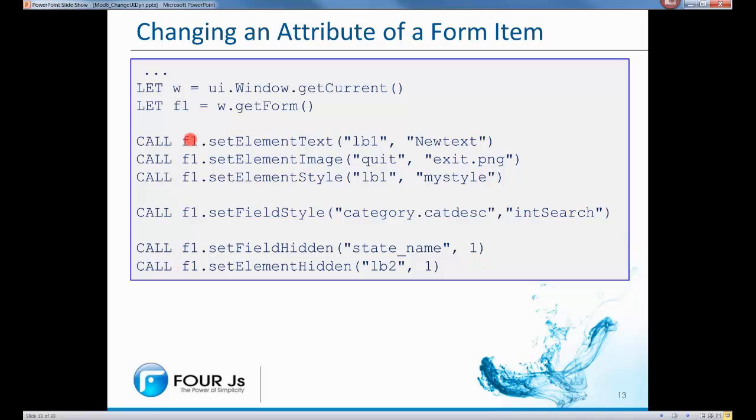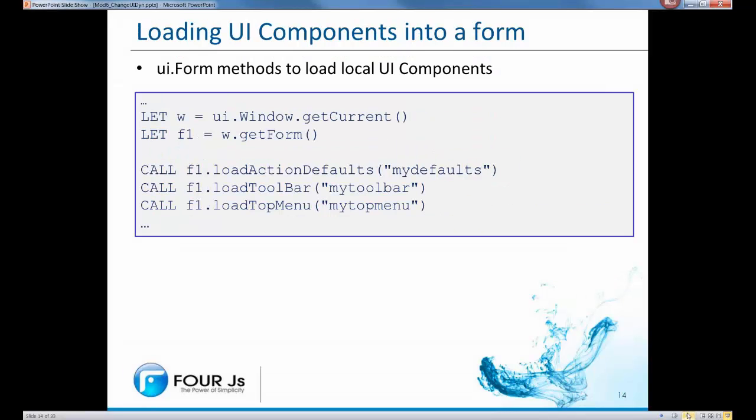All of them, however, needed me to find the form and identify the form and then use that form as the prefix because these were all object methods. We had the slide about loading our UI components, our toolbar, our top menu, and our defaults when we talked about the interface. Here's just an example of loading them up for the form. Again, you can see that we got our window object and our form.